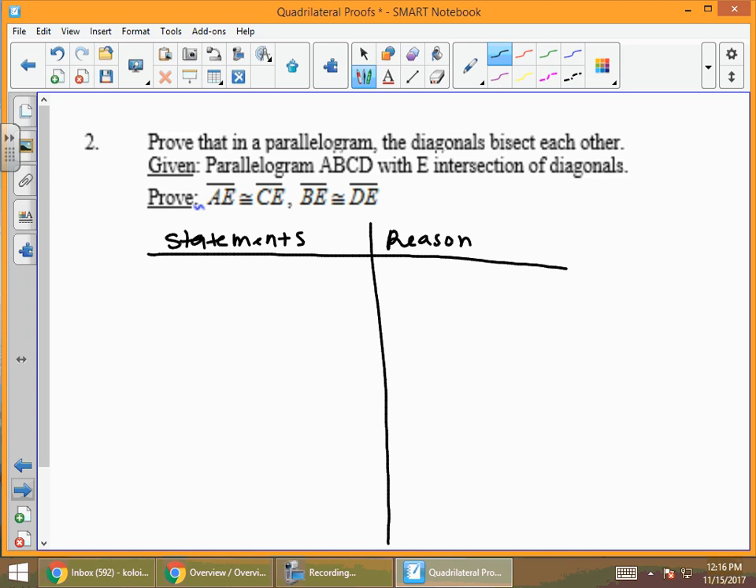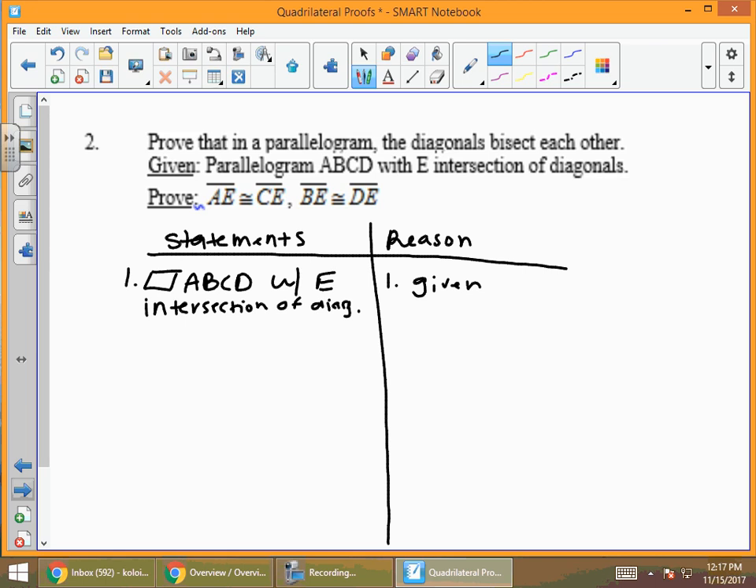So again, just like any other proof, our first statement and reason is a given. So we have parallelogram ABCD with E as the intersection of diagonals. I'm going to abbreviate diagonals. That's given. We weren't given the diagram, but we're going to draw one based off the info.